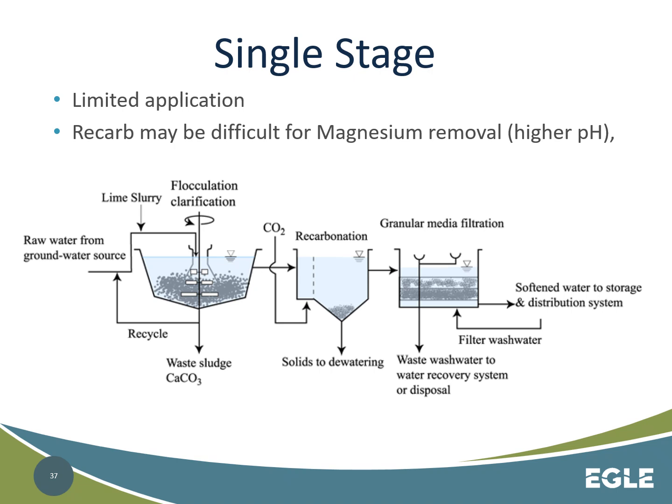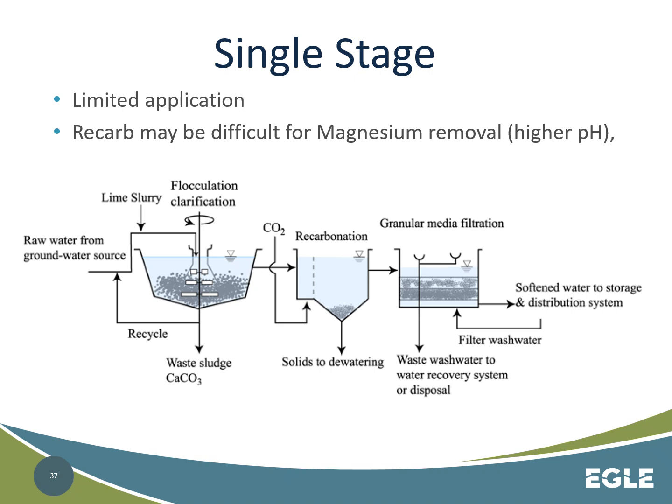This is a diagram of a single stage lime softening setup. It looks complicated, but let's walk through it step by step, starting on the left. Raw water comes in, typically from a groundwater source, and enters the primary treatment basin or clarifier. Hydrated lime slurry is added into the same treatment clarifier. This clarifier would be like one of the several different types we went over earlier in the presentation. Our lime softening reactions take place within the clarifier.